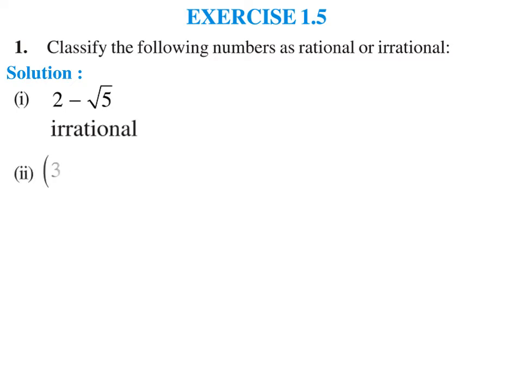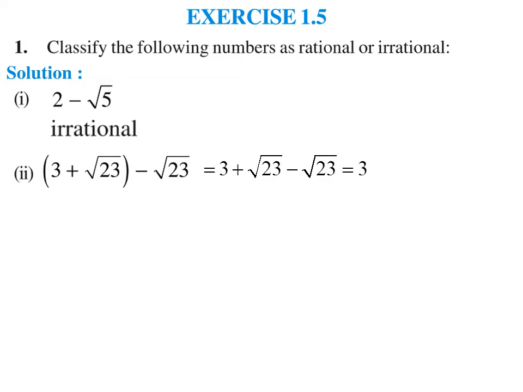The second question, 3 plus root 23 minus root 23. First of all, we have to simplify the bracket according to the BODMAS rule. So it will become 3 plus root 23 minus root 23. Now plus root 23 and minus root 23 will be cancelled out. So it is 3. Now 3 is a rational number. So this whole number is also a rational number.